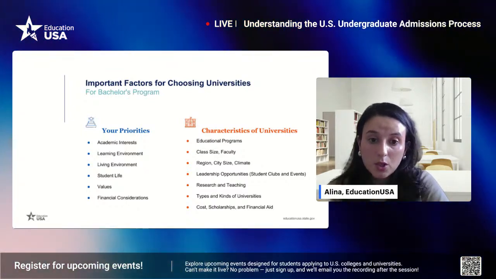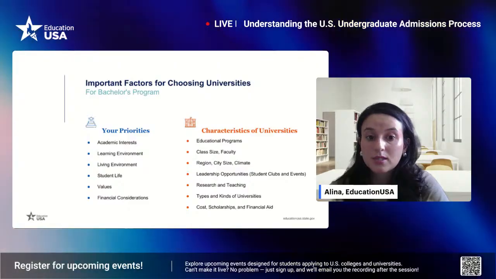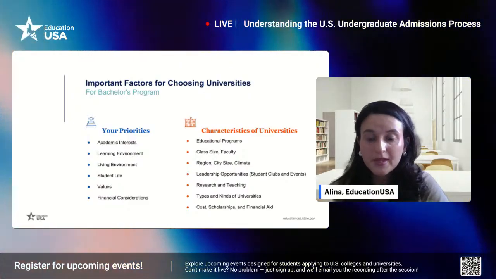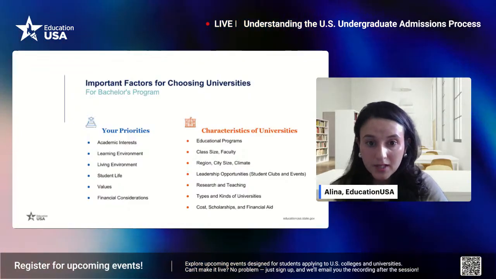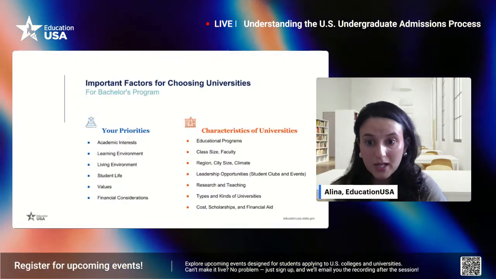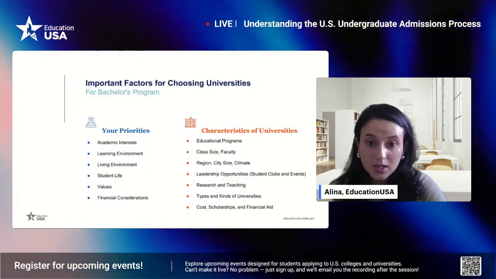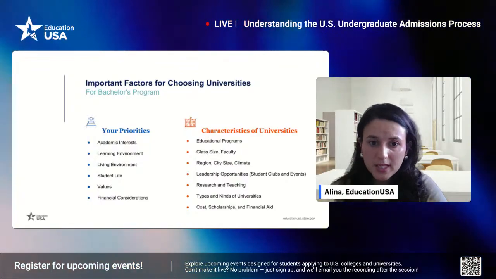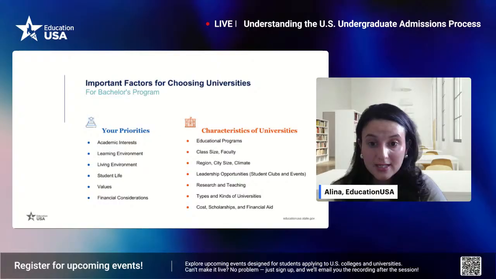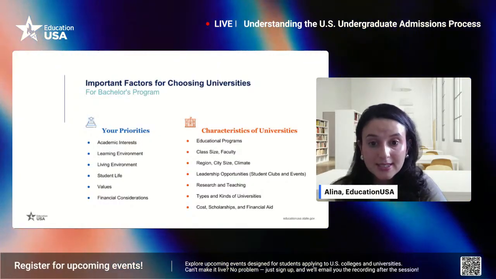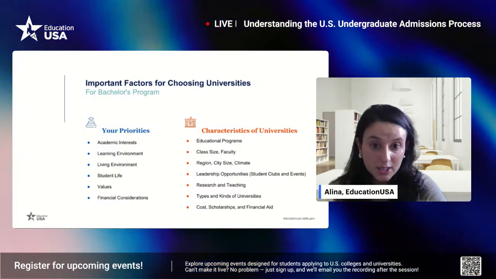And when you consider your priorities, that means you consider the academic interest, the learning environment, the living environment, the student life, the values, and the financial considerations. And when you consider the university, of course, the educational programs, the class size, the faculty, the region, the city, size, climate, the leadership opportunities.